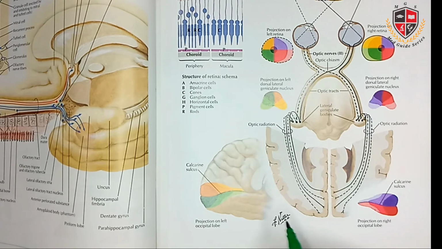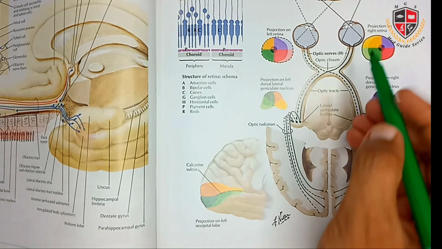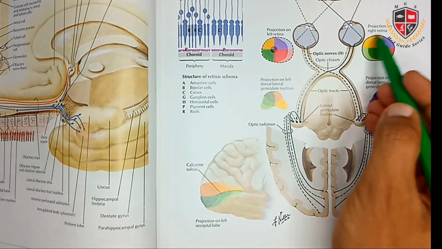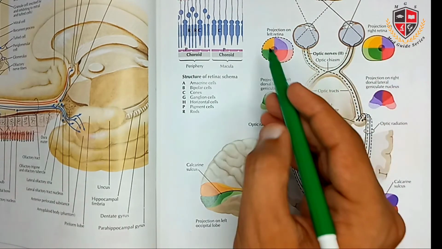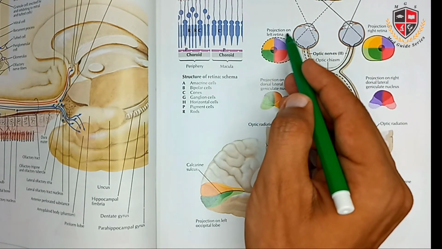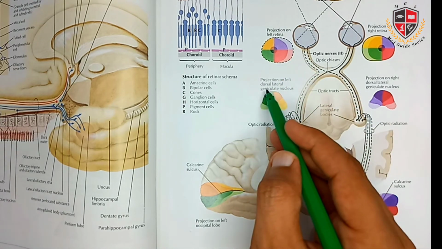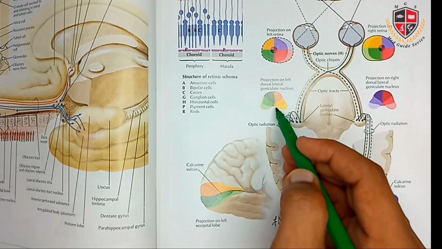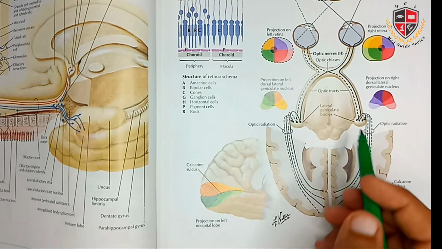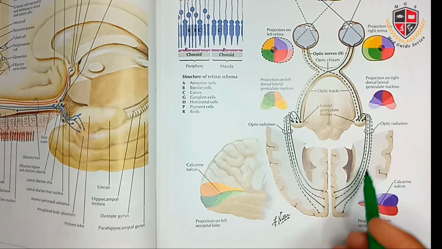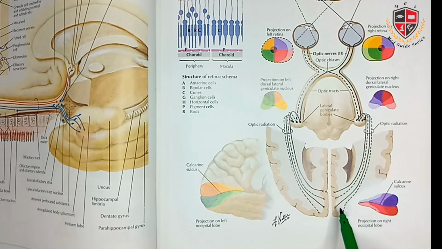occipital lobe. This is the calcarean sulcus, projection on the right occipital lobe, and this is the projection on right retina. This is the projection on left retina, projection on left dorsal lateral geniculate nucleus, and these are the optic radiation terminating at occipital lobe.